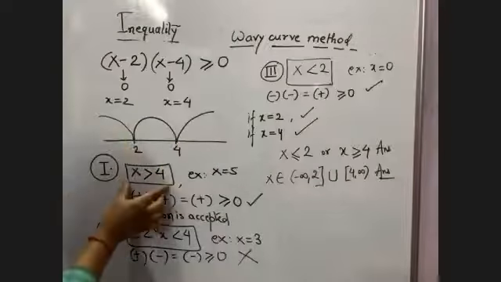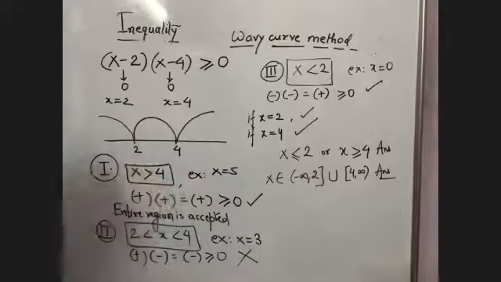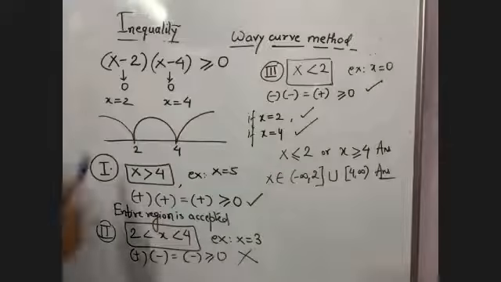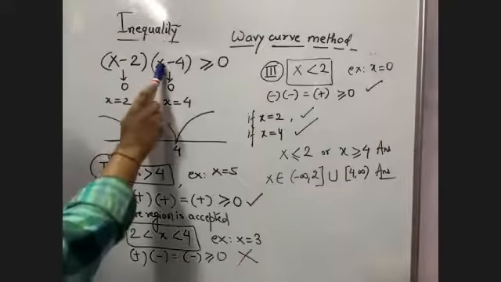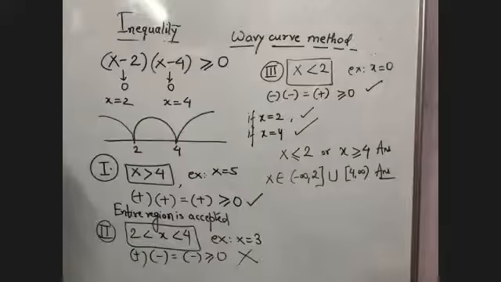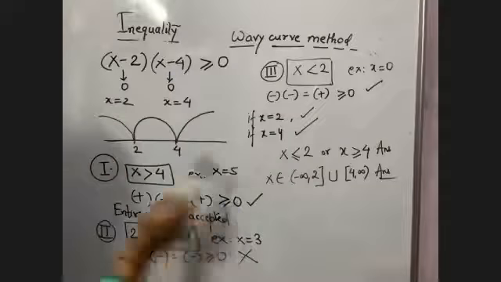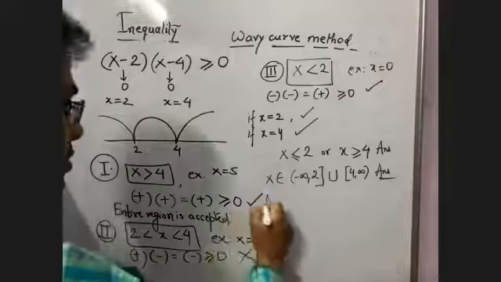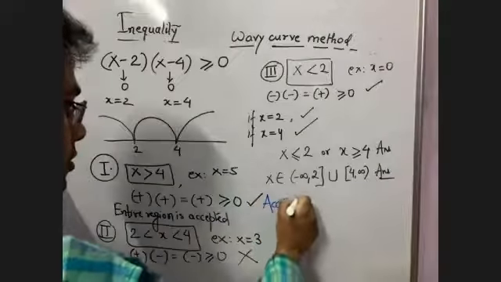Take first region when x is greater than 4. In that region, take any value of x as per your choice. I have taken x is equal to 5, for example. Put 5 here, you will get 5 minus 2, that is positive. 5 minus 4 is positive. Positive into positive is positive. It is greater than or equal to 0. Is it a correct statement or not? Yes, it is correct. So this region is part of my answer, or it is accepted.